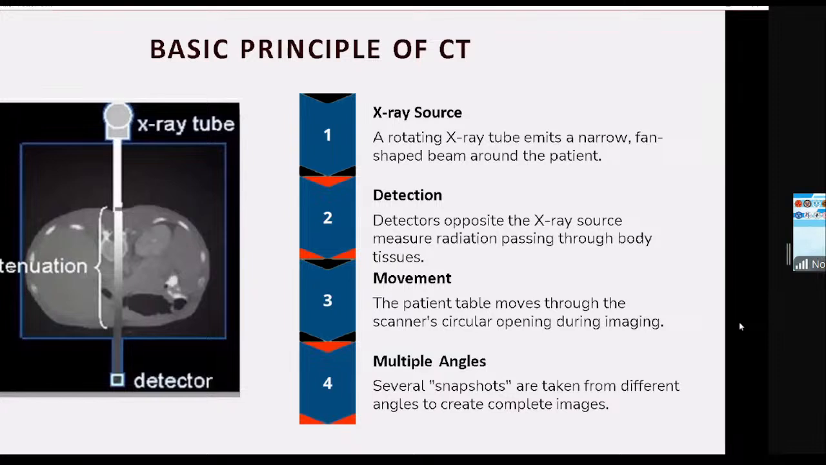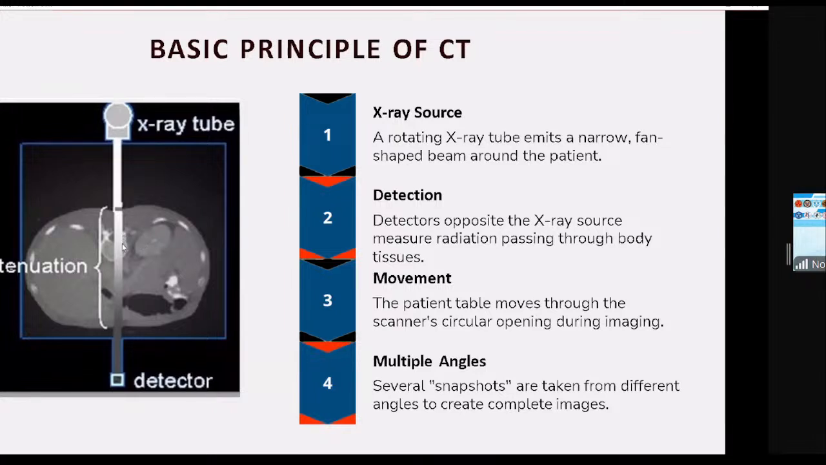So CT scans actually work in 4 simple steps. First, an X-ray tube rotates around the patient, shooting out a thin fan-shaped beam of X-rays. Then the rays pass through the body and are captured by the detector on the other side, which measures how much of the radiation is absorbed by tissue. This event we call attenuation.